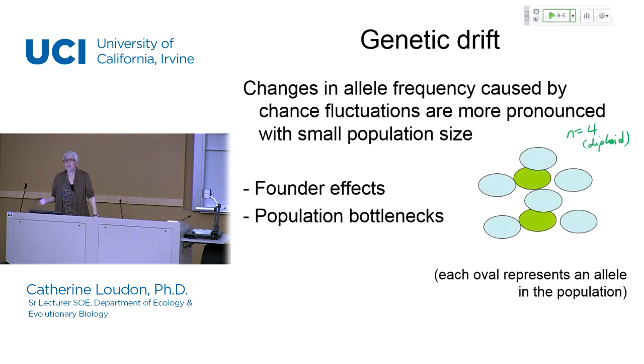Now there are a couple of different phenomena in biology that are examples of genetic drift that are given specific names because they're common and interesting in populations, and those are founder effects and population bottlenecks. And what do these have to do with genetic drift?